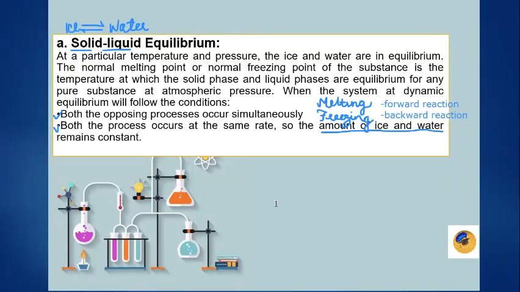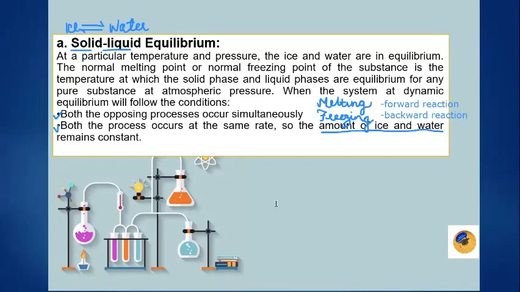Let's read the entire paragraph once more. At a particular temperature and pressure, the ice and water are in equilibrium. That is at 0 degrees Celsius and standard pressure. At standard pressure, the normal melting point or normal freezing point of a substance is the temperature at which the solid and liquid phases are in equilibrium for any pure substance at atmospheric pressure.